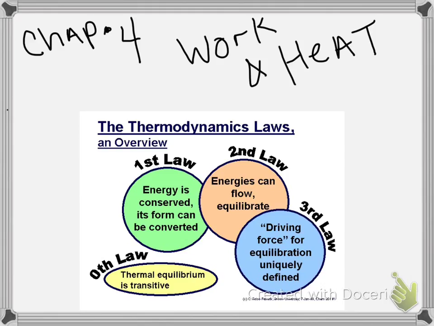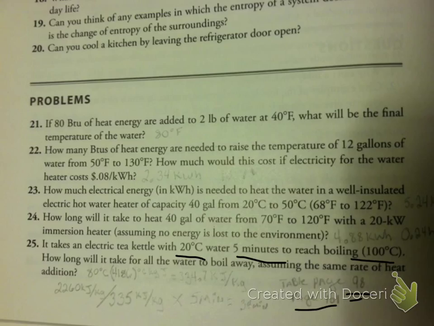So here's my next try for Chapter 4, Heat and Work, and we're going to work through the word problems, number 21, 22, 23, 24, 25. We'll probably do 21, 22, 23 on this video, and then 24, 25 on the second video.